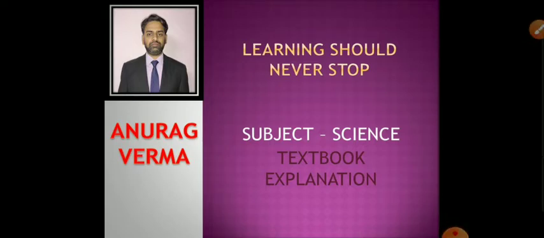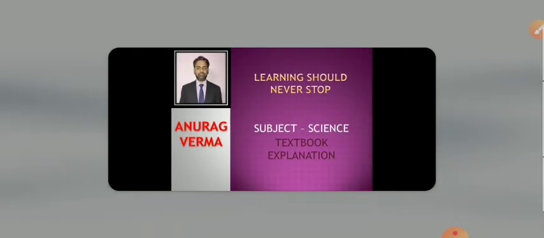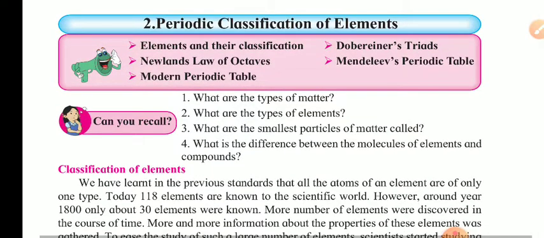Today we are going to see class 10 science 1 chapter number 2, periodic classification of elements, and this is part 1 of the chapter.